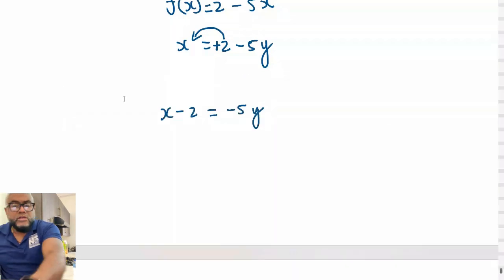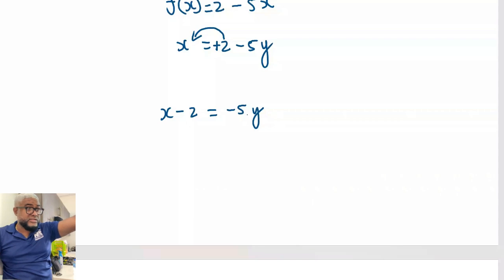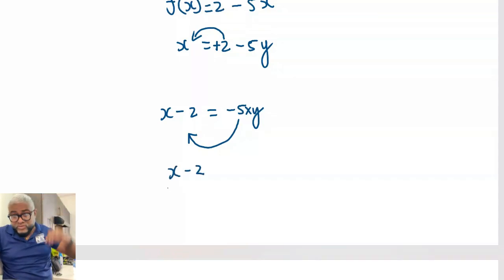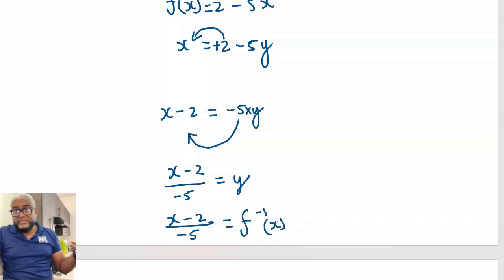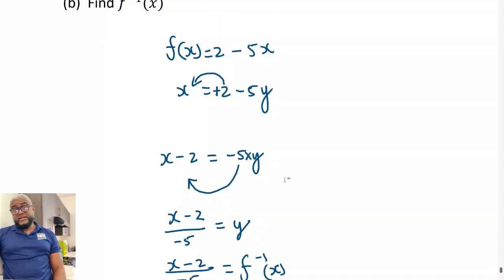Right, thank you. So this negative 5, what is understood between this negative 5 and this y here, my children? Opposite of multiply is to? Divide. Negative 5, and that negative does not change to positive, because it's not x. Negative 2 divided by 5 equals y. Minus 2 divided by negative 5 is equal to y. And then what am I replacing y with here? Excellent. f inverse of x. Are we good to go? We found our inverse, right?